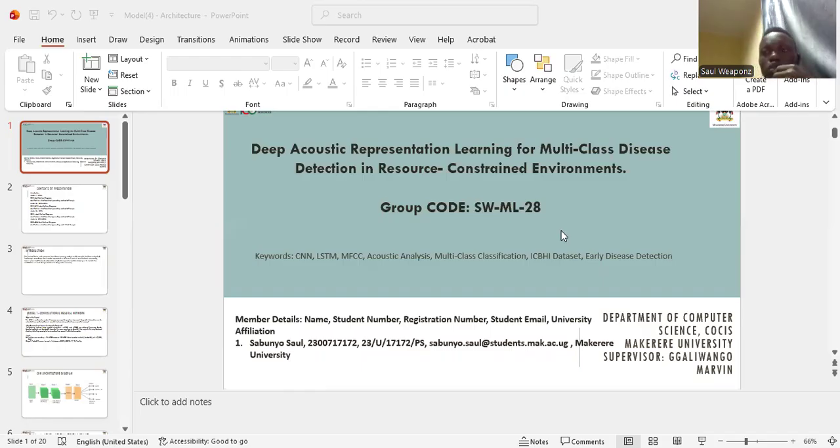I'm here to present four models coming from the project Deep Acoustic Implementation Learning for Multi-Class Disease Detection in basically resource constrained environments. I come from a group bearing the code Software Engineering Machine Learning 28.